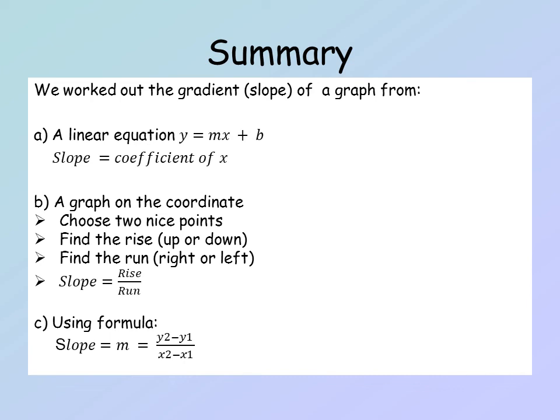The third way is to use the formula: slope m equals y2 minus y1 over x2 minus x1, where (x1, y1) are the coordinates of the first point and (x2, y2) are the coordinates of the second point.